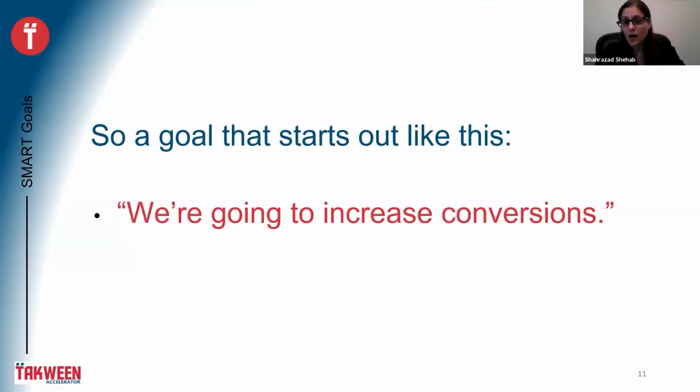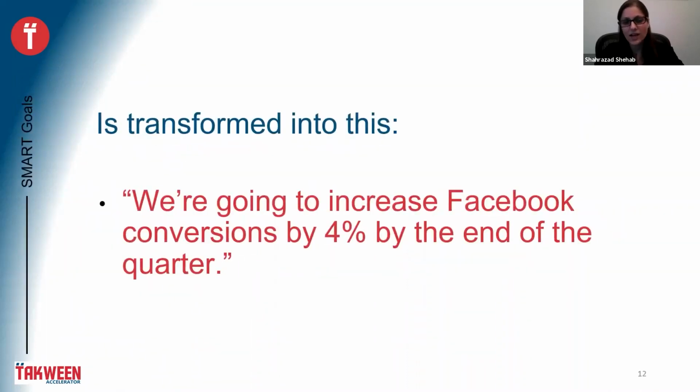So a goal that starts out like this: we are going to increase conversions. This transformed into this: we are going to increase Facebook conversions by 4% by the end of the quarter. Now my goal is a SMART one. So if you notice, this example sounds more useful because it includes a time frame, a concrete goal for both the metric to be grown and how it will be measured. And it is as well realistic and relevant.